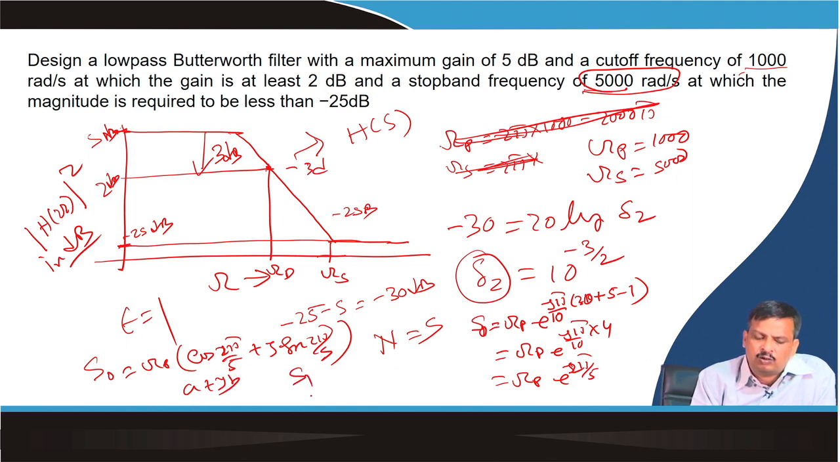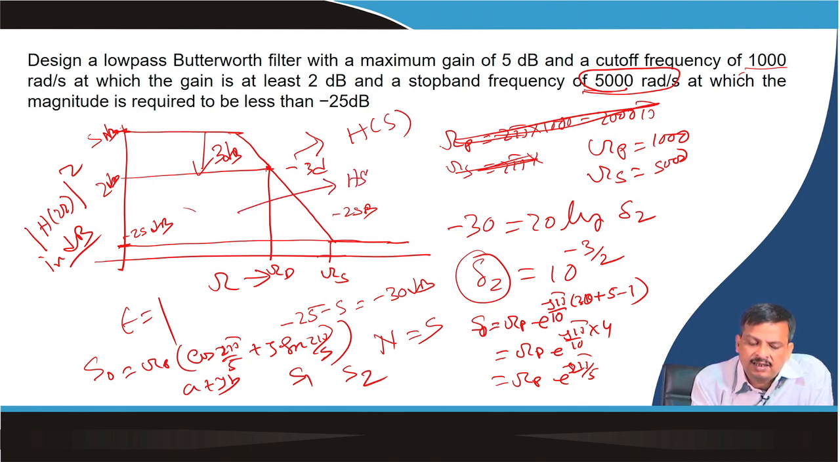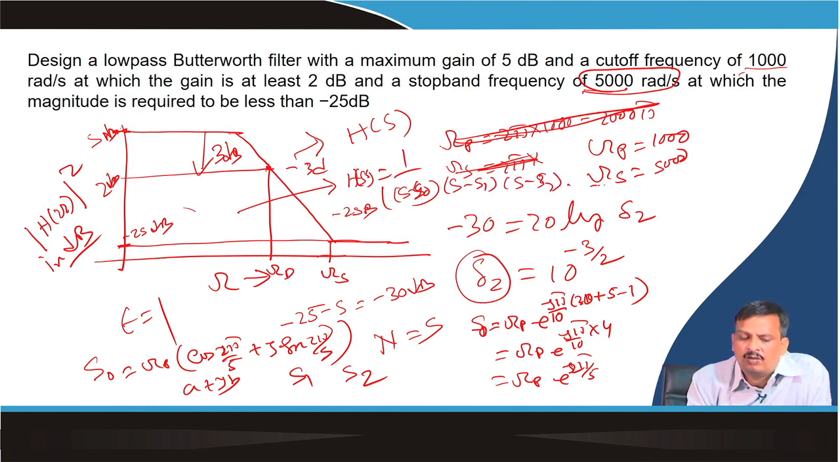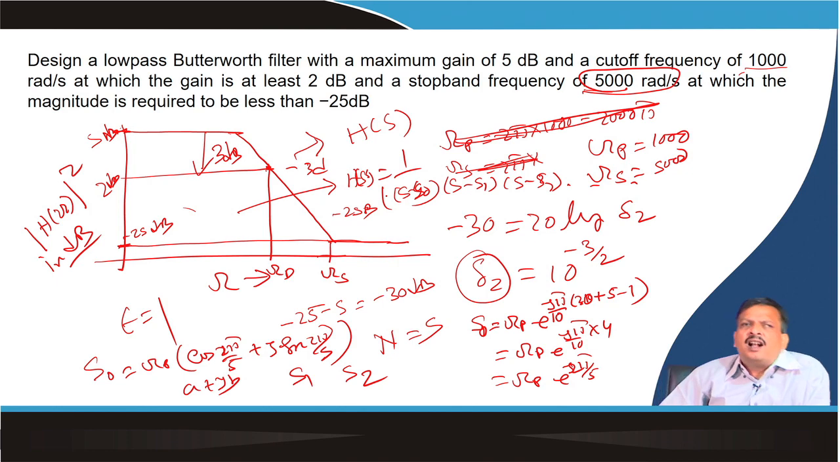So, I get a plus jb format. Similarly, I will calculate S1, I will calculate S2, and then the transfer function Hs is equal to 1 by S minus S0 into S minus S1 into S minus S2 and so on, as many poles as there are as per the order of the filter. So, I get that Hs. Okay. So, once I get Hs using Butterworth filter design, I can convert to Hz and I can design the IIR filter.